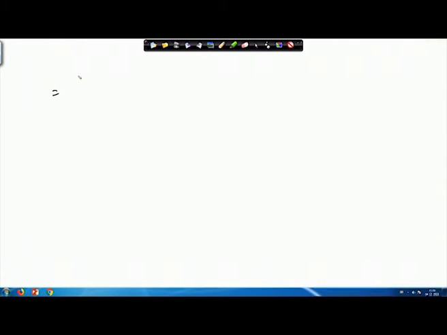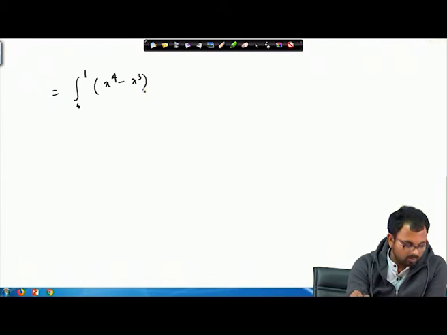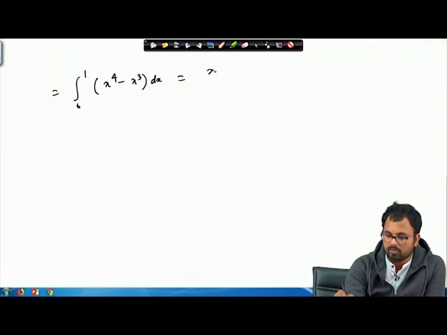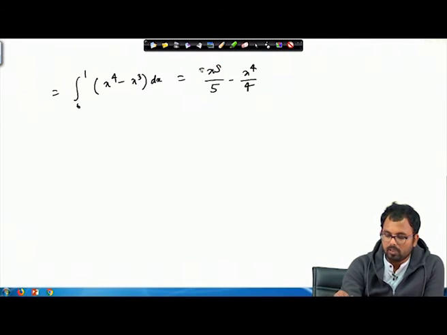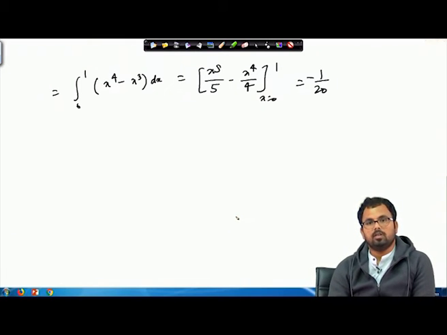So, ultimately we will obtain, after integrating with respect to y and putting the values, x to the power 4 minus x cube dx. So, this will be x to the power 5 by 5 minus x to the power 4 by 4, and x will be running from 0 to 1. So, this will be basically 1 by 5 minus 1 by 4. Now, that is the surface integral.